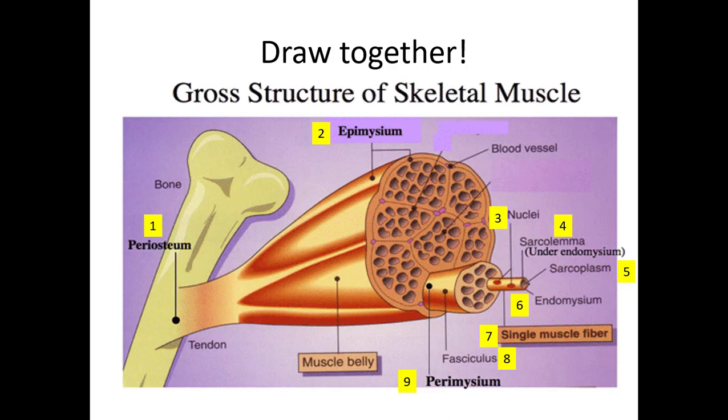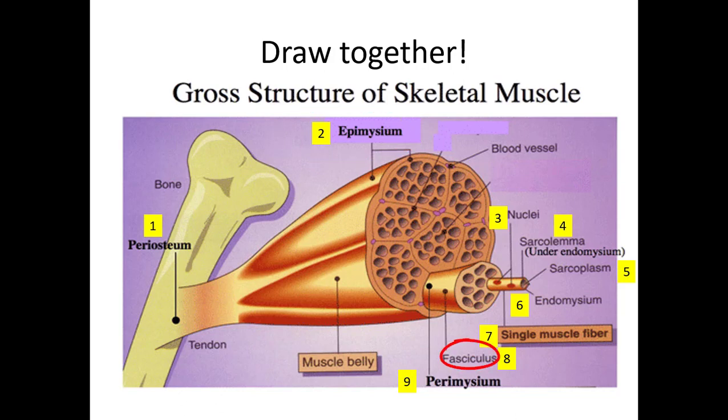So this will be your quiz question this week. When you draw this gross structure of skeletal muscle, draw first a bone. The periosteum is kind of a bone skin, so label it close to the bone, not a tendon. And a muscle belly surrounded by epimysium, right?